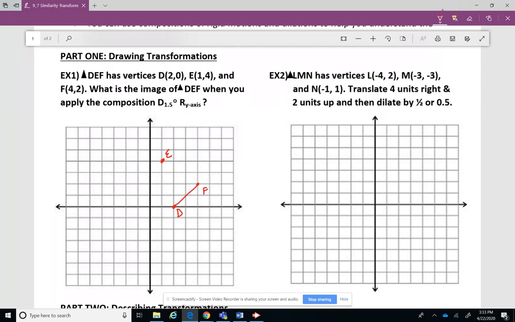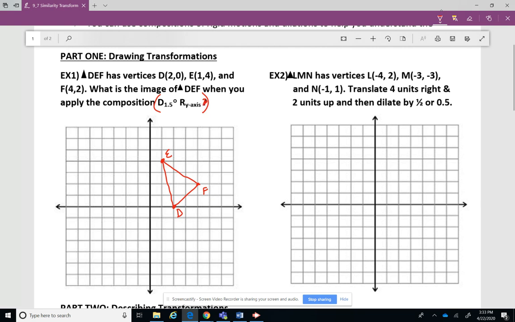All right, so we're going to connect the dots, and we're going to see what kind of similarity transformation we're going to do. What is the image? Because remember, this is the pre-image. The pre-image is the original one. They're asking us, what is the image of triangle DEF when you apply the composition right here? Now, you see how it's being read.